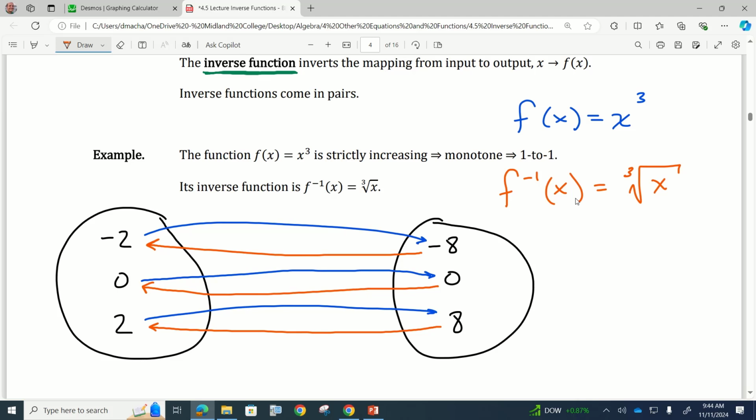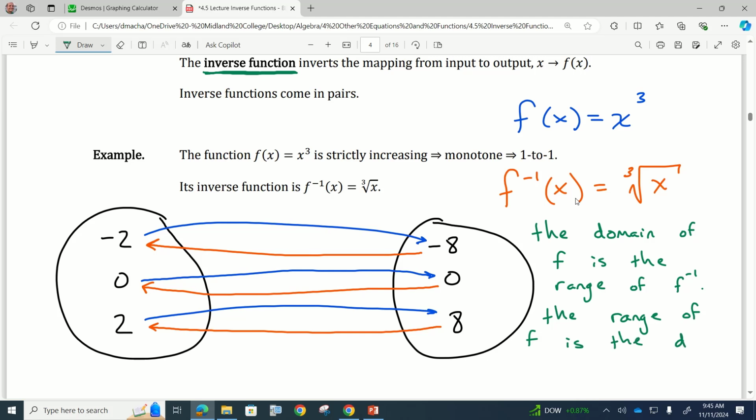Another way you can say the same thing is you might say the domain of f is the range of its inverse. And likewise, the range of f is the domain of the inverse. So if you can't tell, we're going to use a tiny little superscript -1 to represent the inverse function notation. If I call my function g of x, then the corresponding inverse would be g inverse of x, where the little -1 means inverse.